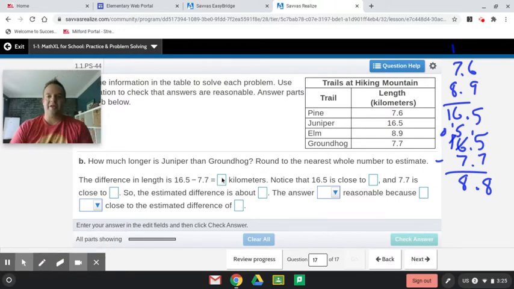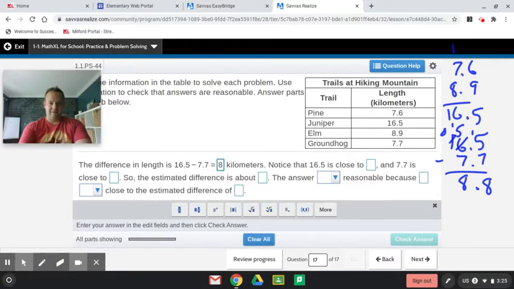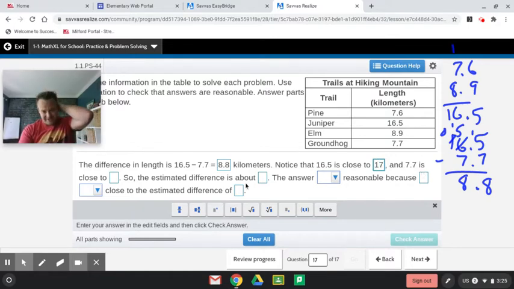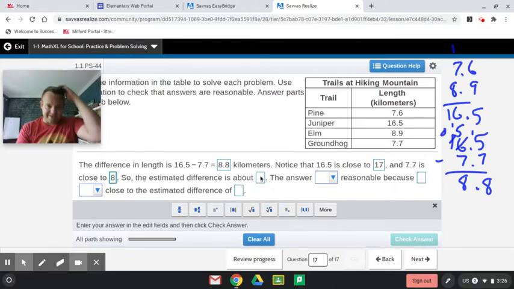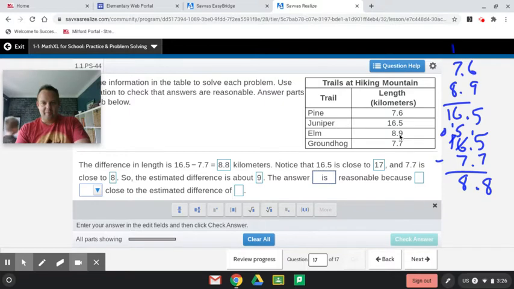I got 8.8, guys. Notice that 16.5, is that closer to 16 or 17? That's right, it's closer to 17. And 7.7, is that closer to 7 or 8? Yeah, that's right, it's closer to 8. And so the estimated difference means subtraction. 17 minus 8 is 9. Is 8.8 close to 9? Yes, so the answer is reasonable because 8.8 is close to the estimated difference of 9.